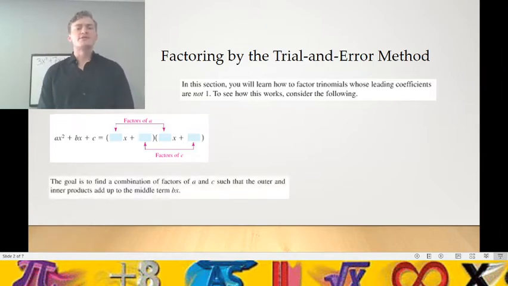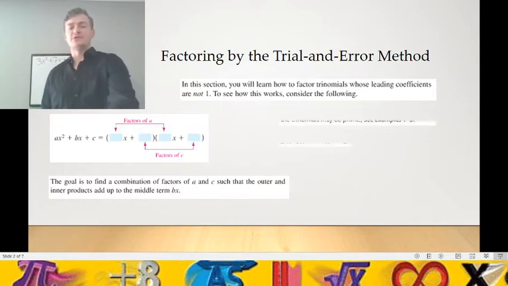So the goal here is to find a combination of factors of a and c, such that the outer and inner products add up to the middle term bx. Now this is going to be the trial and error method for determining our factorization. This is how I worked it when I was in school.